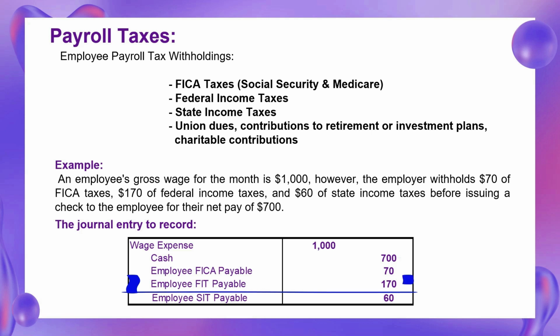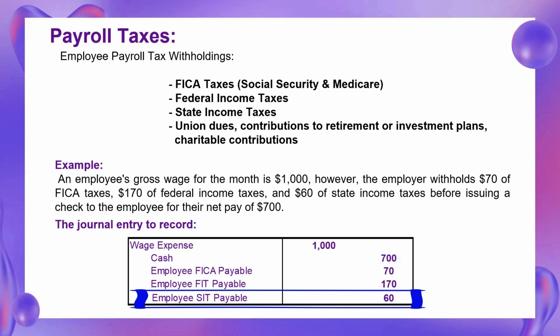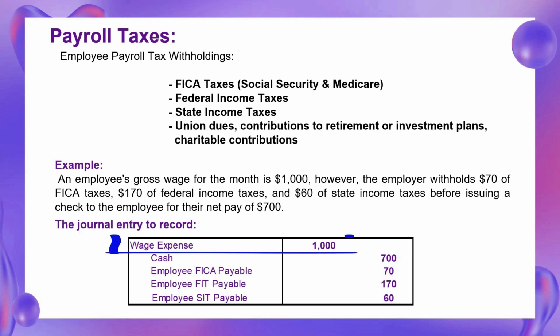In addition, we may have some federal income tax that we're withholding from you and going to pay to the federal government directly on your behalf. We're also going to have to pay to a state government some state income taxes, your income taxes, and we'll pay that directly on your behalf to the government. The amount of wage expense is $1,000.